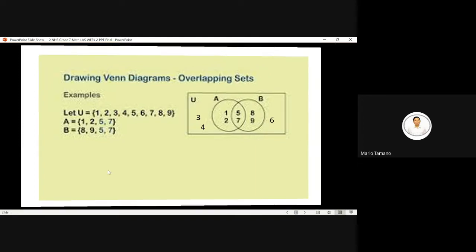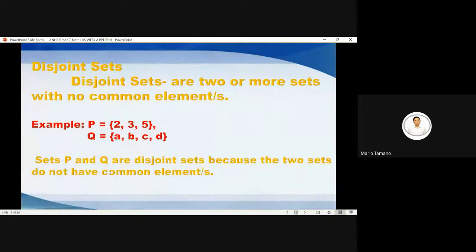Okay? Next, disjoint set. So after the joint set, here we go, we have disjoint sets. So what is disjoint sets? Two or more sets with no common elements. Just like this, P is a set of 2, 3, and 5. Q is a, b, c, d. Alright? So pansinin ninyo, no? Yung set P, numbers po yung elements niya. These are 2, 3, and 5. Set Q, the elements are letters. These are the lowercase letters a, b, c, and d.